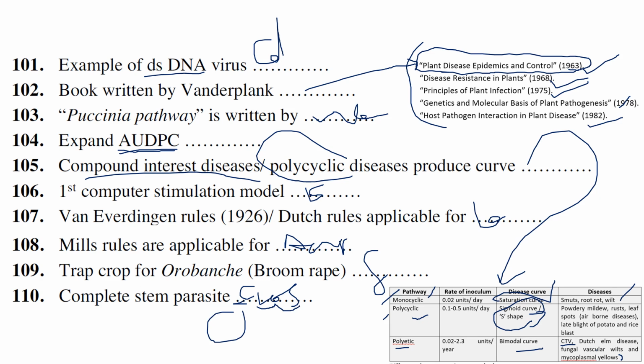You remember it: just imagine you are going for class. Instead of CLOS, you can remember it as class. It starts with complete stem, partial stem, complete root, partial root, and match with this order: Cuscuta, Loranthus, Orobanche and Striga. You will get the answers.